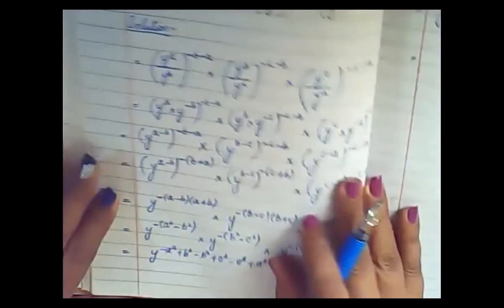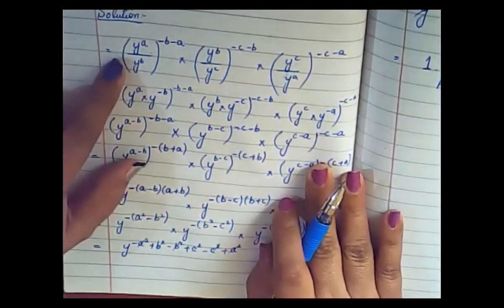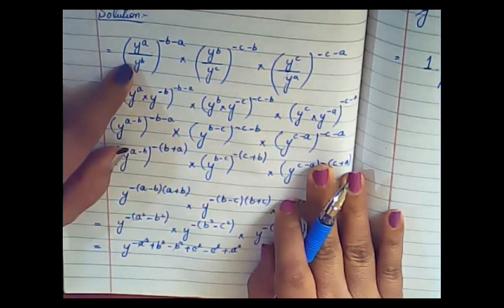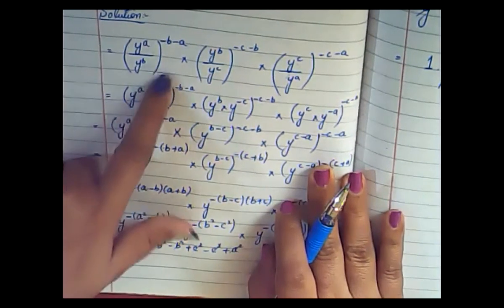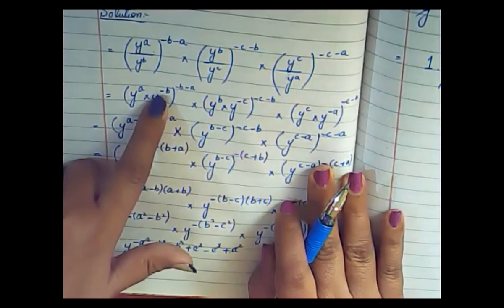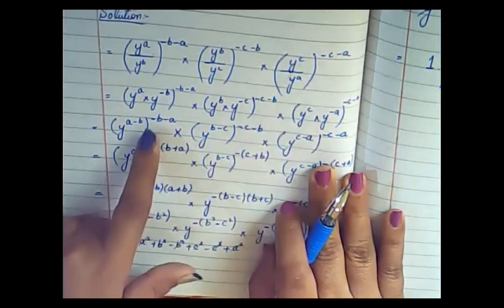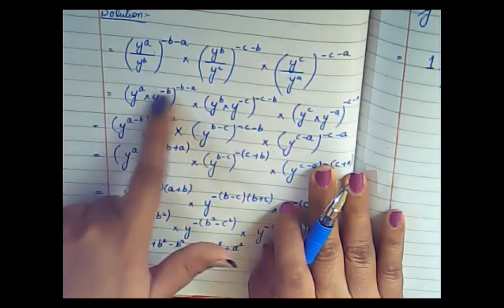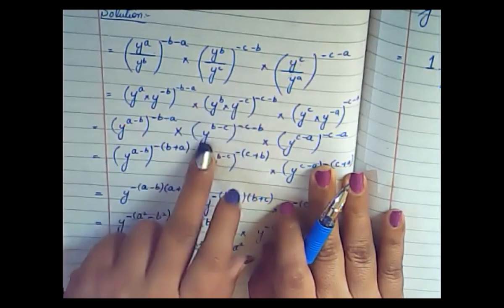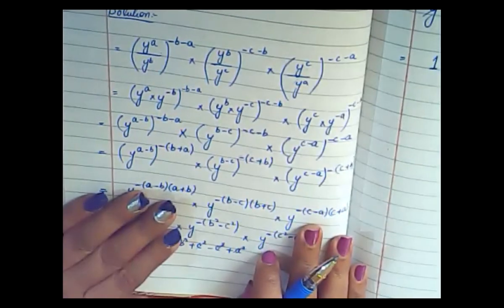I'm repeating again. What you will do, look here. Simply you will copy down your question, then take the common base here, which is y, and you are going to shift it y towards the upside. When you are going to shift towards the numerator, the power will be subtracted, the power will become minus. The same will happen with this one and this one. After that, what I'm going to do, I'm going to take the common base here, that is y, and then simply write it down, a minus b, b minus c, and c minus a. Right?